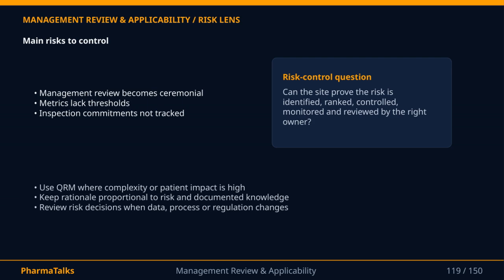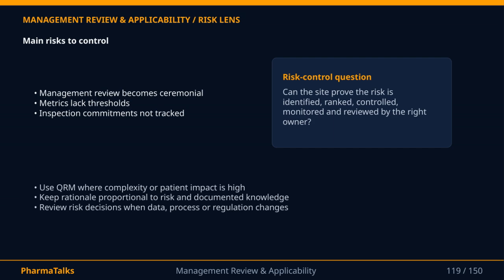One major concern is that management reviews can become merely ceremonial, losing their practical impact. It's also common for metrics to lack clear thresholds, which makes it hard to determine when action is needed. Another risk is that inspection commitments aren't consistently tracked, creating gaps in compliance and oversight. The key risk control question here is whether the site can truly demonstrate that risks are identified, prioritized, controlled, monitored, and regularly reviewed by the appropriate owner. This means there needs to be clear accountability and a structured approach to risk management.